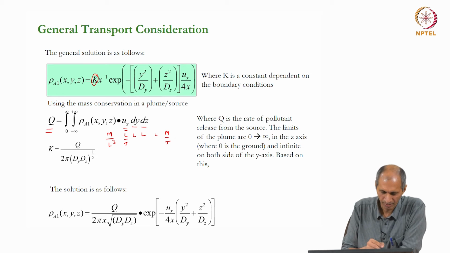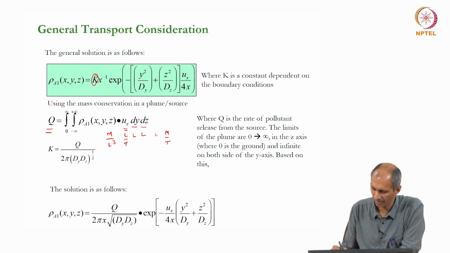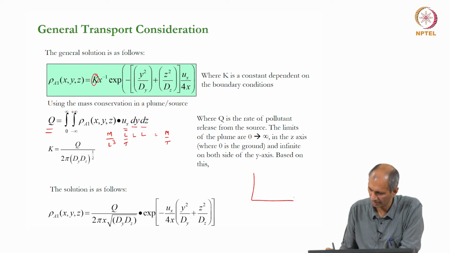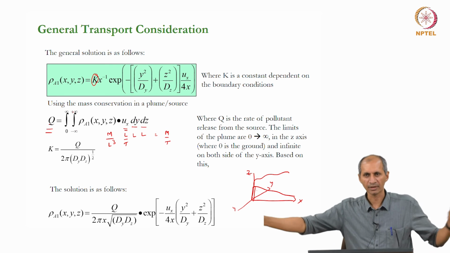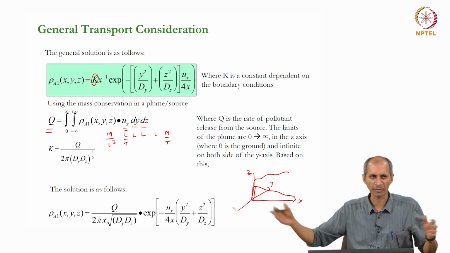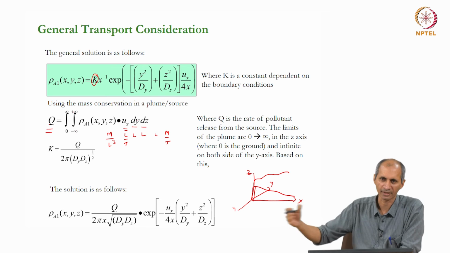So, this Q, and we are integrating y from minus infinity to plus infinity, which means this is the x axis, this is the z axis, and this is the y axis. So, there is a plume that is originating, let us say here, and it is going here. It is expanding in the y axis, it is free to expand wherever it wants, y axis.